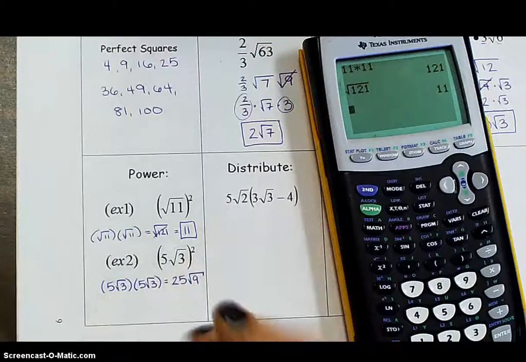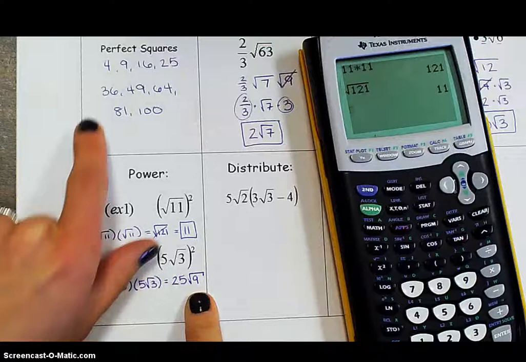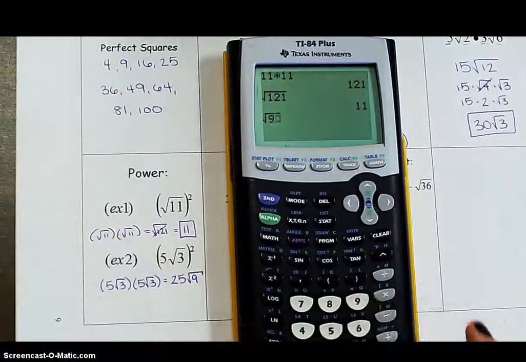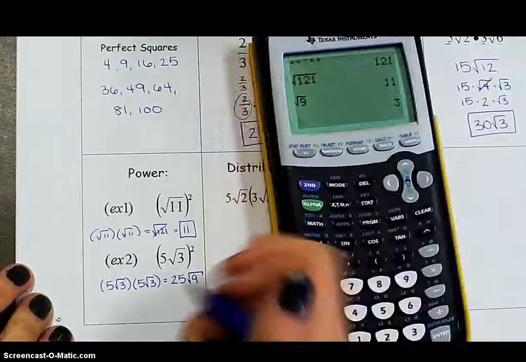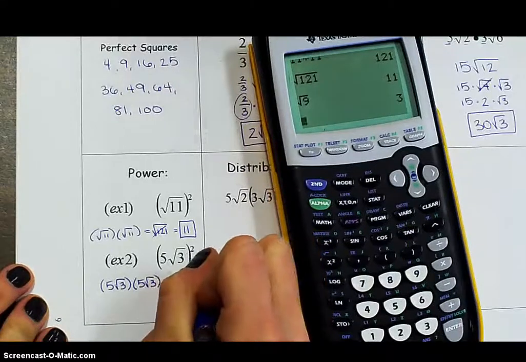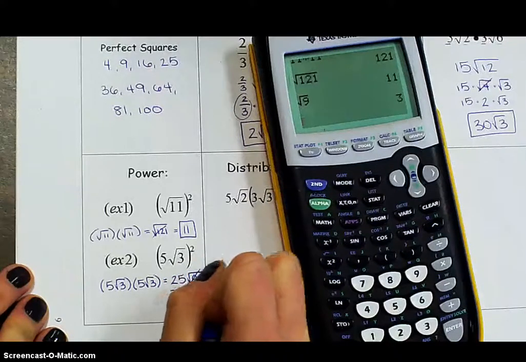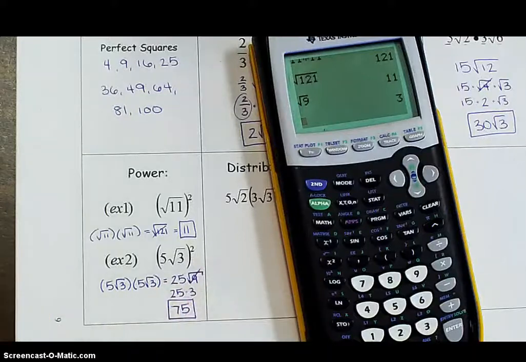And then you put the radical, and now radical 3 times radical 3, or 3 times 3 is 9, so we get radical 9. But 9 is on my list of perfect squares. And the square root of 9 is 3. So I can cross this off and replace it with a 3. So 25 times 3, we're going to get 75. And that's your final answer.